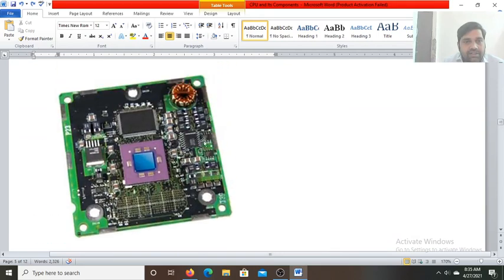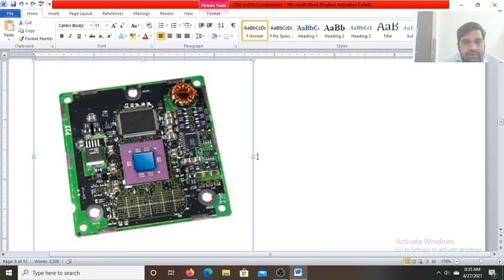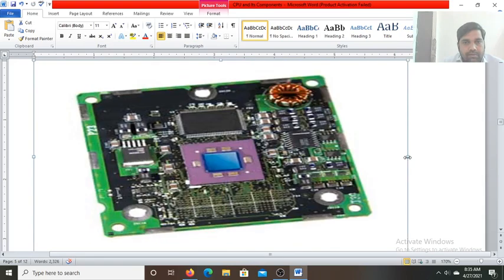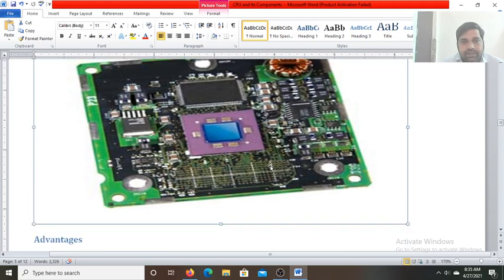Now the advantages. Here in the central core you can see this is the processor.